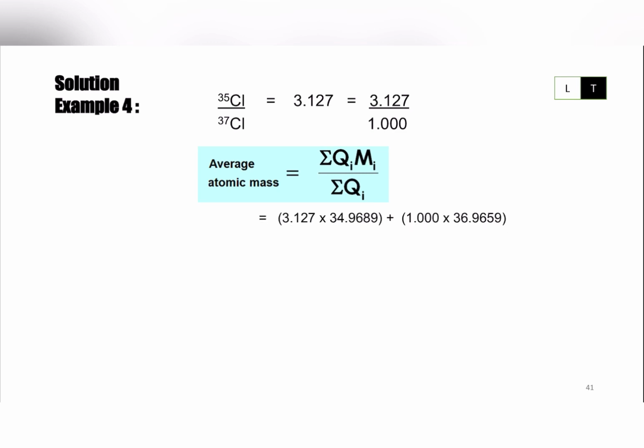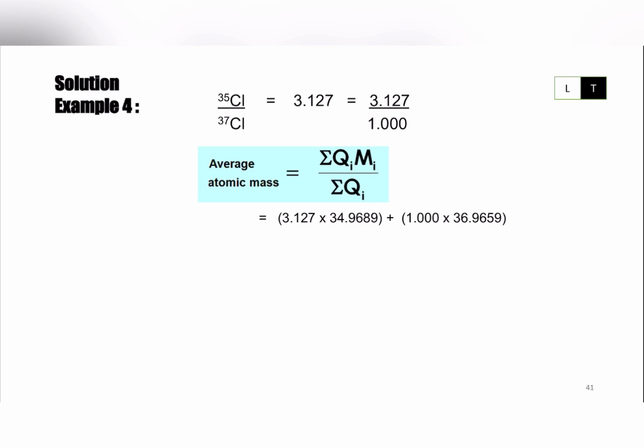So I'm going to choose 3.127 for Q, times 34.9689 based on the question given for M, plus 1.000 for chlorine-37, times 36.9659. This is also given in the question. In this part, it wants to test whether you follow the instruction or not, because sometimes we just calculate using 35 and 37. But in this question, no, you have to use the values given for relative atomic mass in the question. So I hope you realize this question is a bit different.